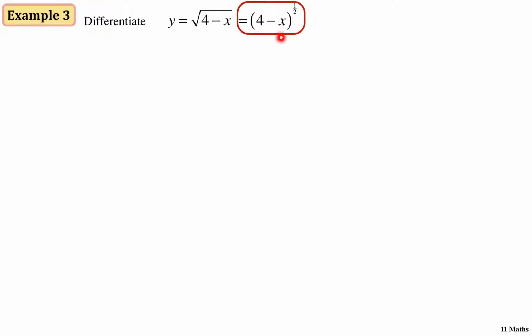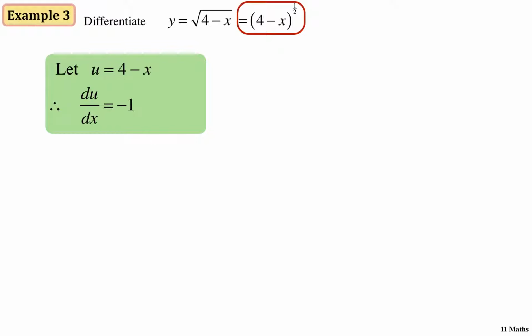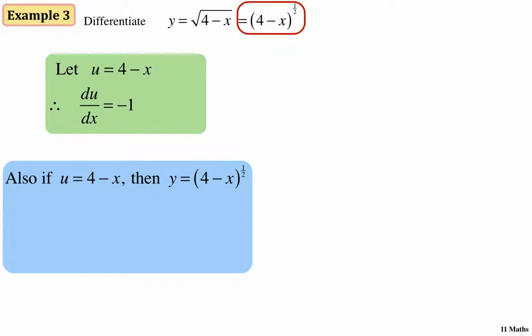Look inside the brackets. 4 take x is inside the brackets, so that's what I'm going to let u equal. So let's let u equal 4 take x. If I differentiate u with respect to x, looking over here at the x's, minus 1x, the derivative of that will be minus 1. The 4 out the front I didn't worry about because the derivative of a number is 0. So we end up with du over dx equals minus 1. But what do we know u equals? Well, u equals 4 take x, so that means y equals u to the power of a half.